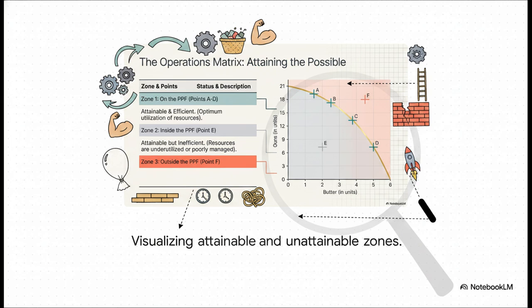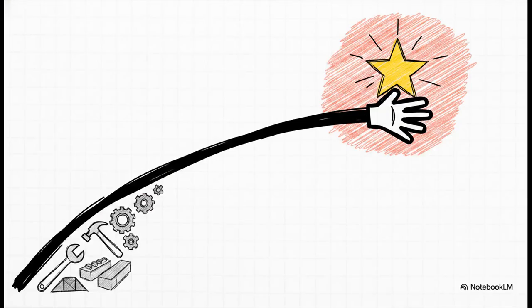And then there's Zone 3. Zone 3 is represented by point F, way out there in the red area. I really want to hammer home the harsh reality of scarcity here. Any point outside the curve is fundamentally impossible with our current reality. It is an unattainable dream. You literally cannot reach it with your current productive capacity, no matter how much you might want to.